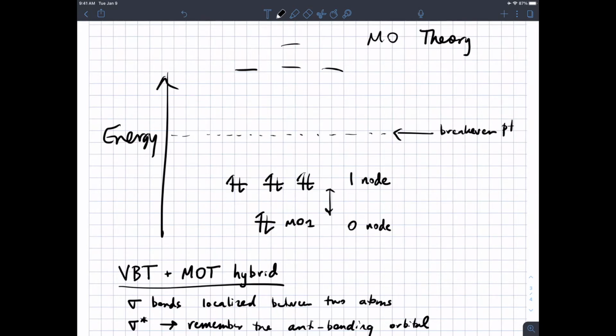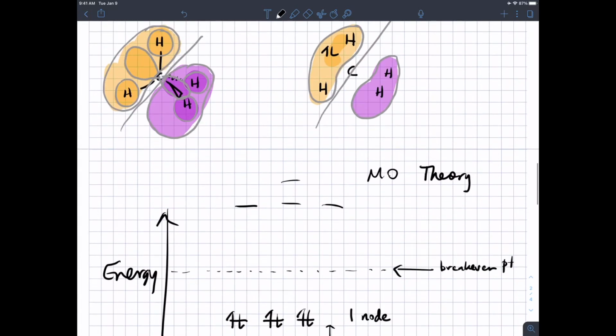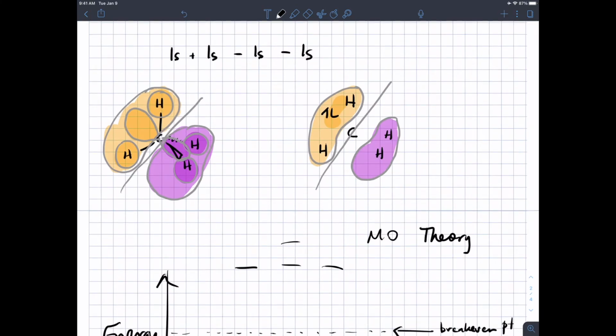How would the molecular orbital with one node still be below the break-even point? Why would the MOs with one node still be beneath the break-even point? That's a great question, and the answer has to do with the places where the wave function spans multiple atoms with the same sign.